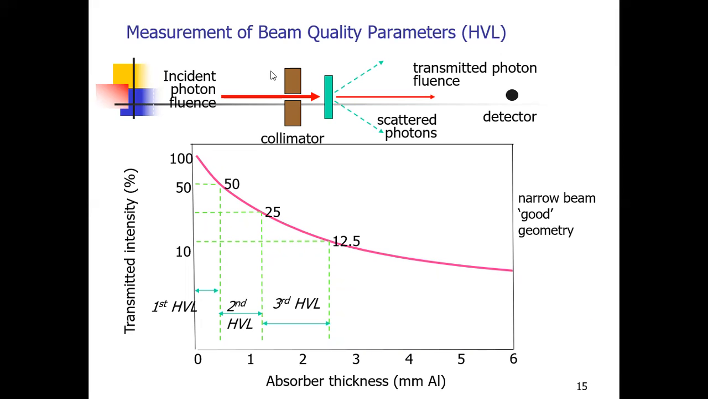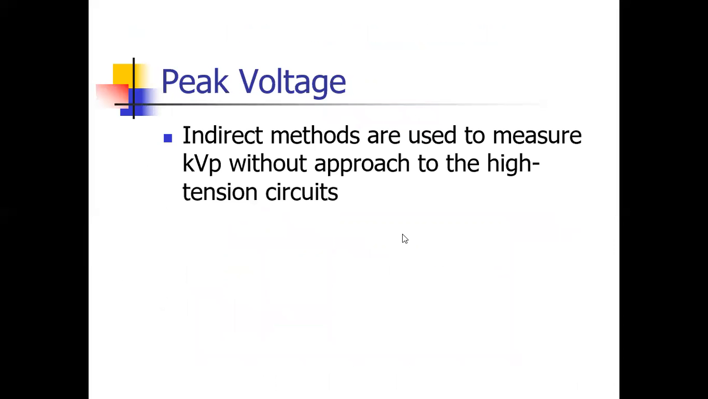So here you have the measurement of beam quality parameters. You've got your incident photon fluence, and it's going through a collimator and coming out here and striking a particular material. You've got scattered photons going this way, and then you've got the transmitted photon fluence, which is being picked up by the detector. So you can see here the transmitted intensity graphed over here, and then you've got the millimeters of aluminum over here. And you can see for the first half value layer, obviously, it cuts it down to 50%, then the second cuts it down to 25, and then the third cuts it down to 12.5. So if you've got a narrow beam coming through here, that means you've got good geometry.